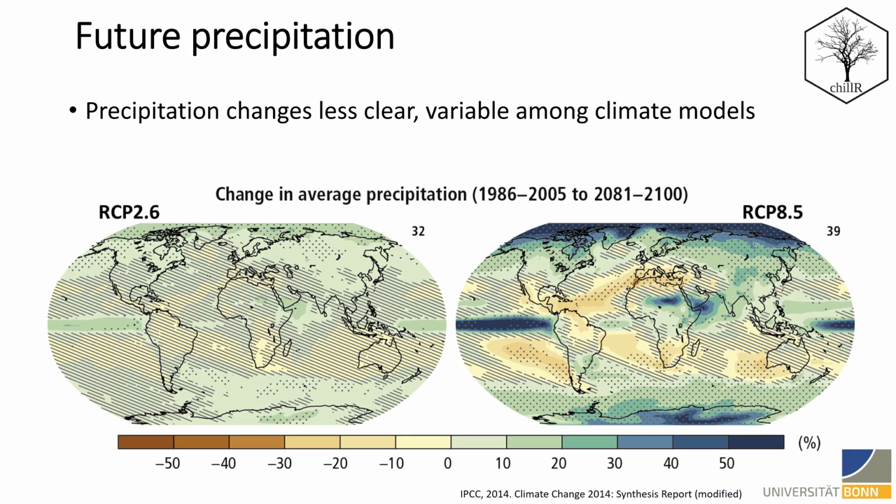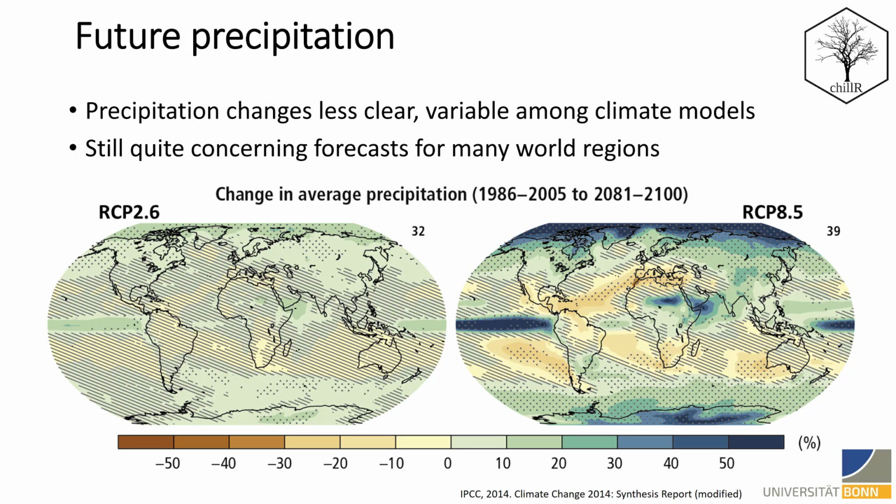In RCP 8.5, so the high warming scenario on the right side, the changes are quite a bit stronger. Everything is stronger, of course, if the forcing increases. And if this scenario becomes reality, well, we actually do see quite significant changes here, massive increases in precipitation in the polar regions and around the equator, decreases in rainfall, increasingly dry conditions in the area shown in brown here, including possibly Central Europe. But this is quite a bit less clear, and there's still lots of uncertainty. But there are concerning forecasts for many world regions here already.